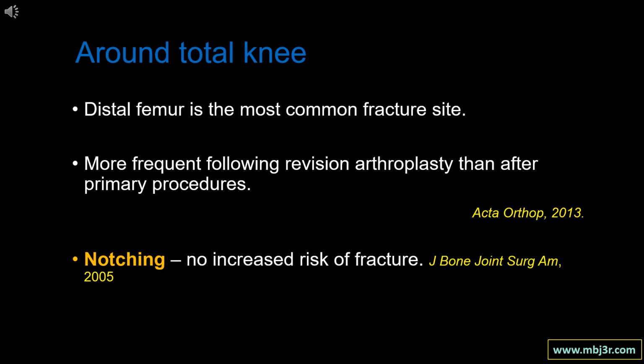In periprosthetic fractures around total knee components, the distal femur is the most common fracture site. Around the knee, periprosthetic fractures are more frequent following revision arthroplasty than after primary procedures. It was once thought that notching of the distal femur during surgical preparation for the femoral component was a major risk factor for subsequent fracture, but this has proven not to be the case.